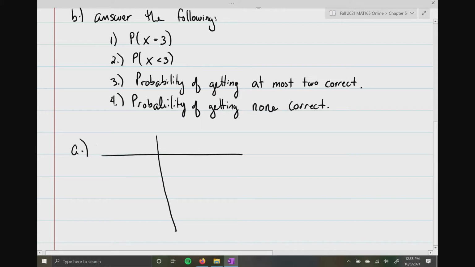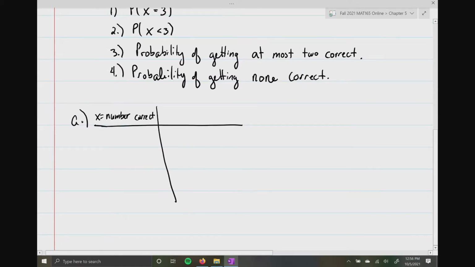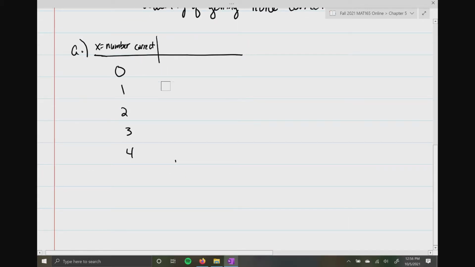and I'm going to let x equal the number correct. Okay? So we can get the situation where we have 0 correct, 1 correct, 2 correct, 3 correct, 4. And if you're really lucky, you can get all 5 correct. Now, on the right-hand side of this table is going to be our binomial probability formula, which is P of x equals nCr times p to the x times q to the n minus x. Okay?